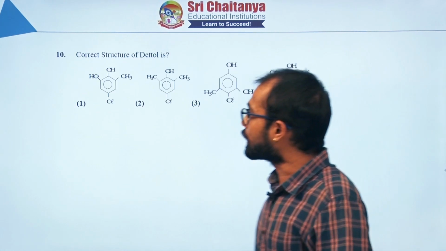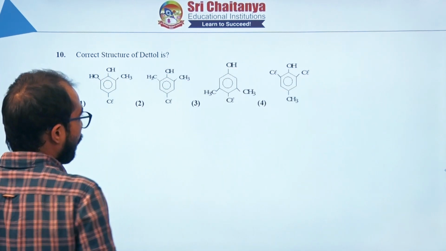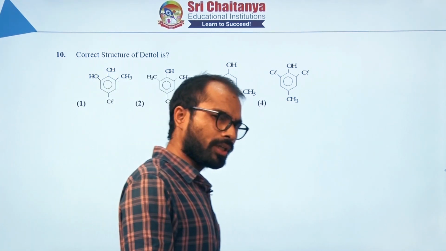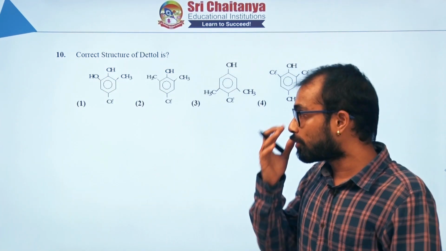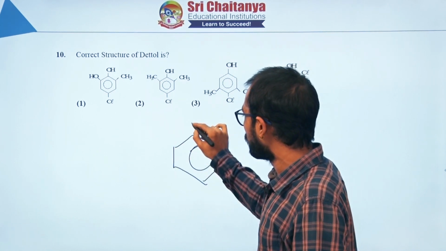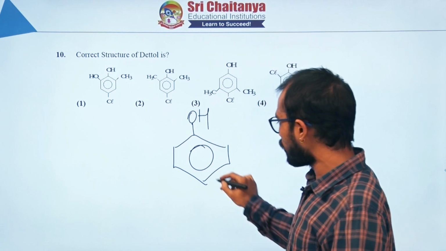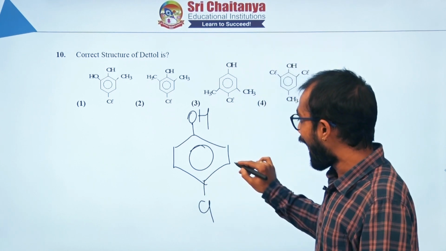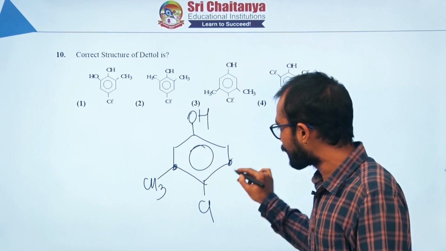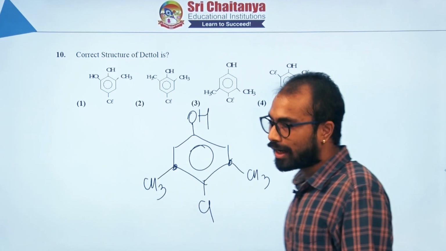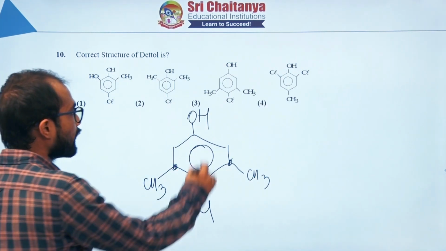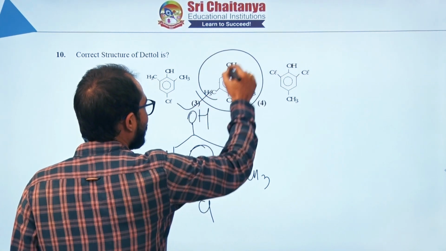The next question is again from chemistry in everyday life, and here they are asking another informative question, the formula of Dettol. The formula of Dettol, that is basically you draw a phenol, right? On the para position you put a chlorine, and with respect to the phenol the meta positions will have CH3. So this is basically the chemical structure of Dettol, and we can see in the options this is that particular option, so my answer is 3.